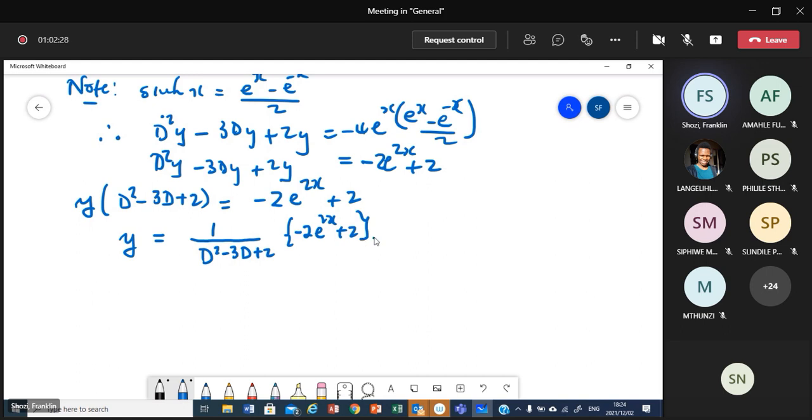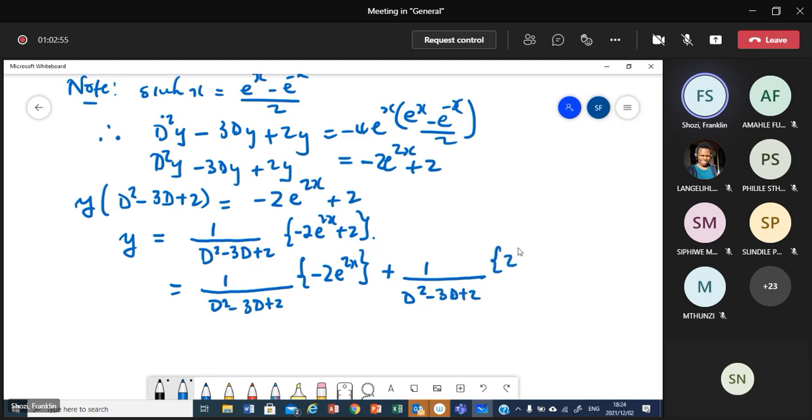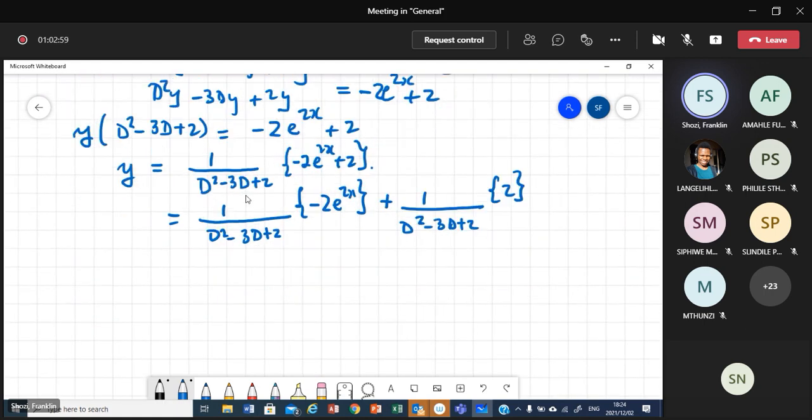A bit of a trick here, you have to be careful. You split this whole thing. This whole thing can be written as 1 over D squared minus 3D plus 2, which you treat as one entity, acting on minus 2 e to the power 2x, plus 1 over D squared minus 3D plus 2 with the action on 2. You split that so that we'll apply the theorems relevantly.